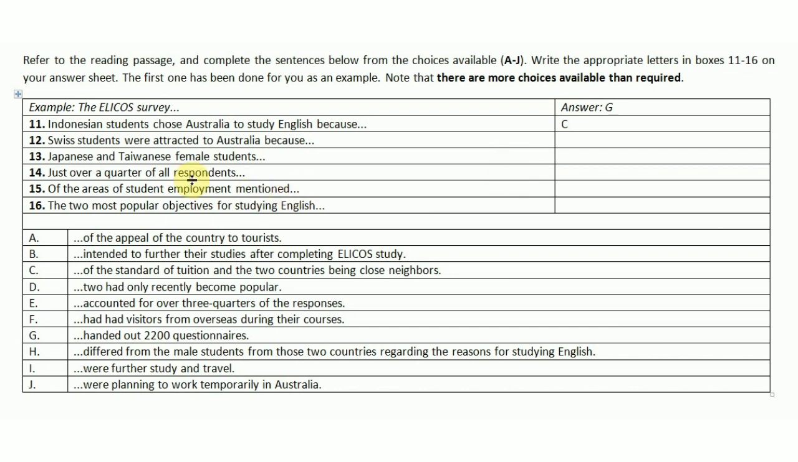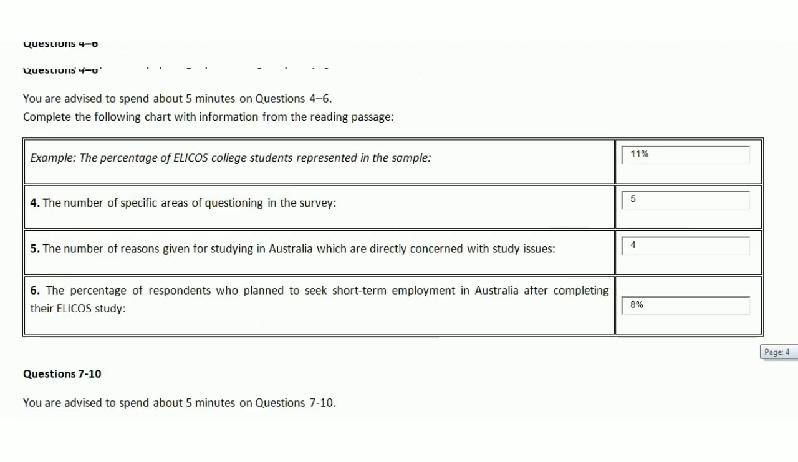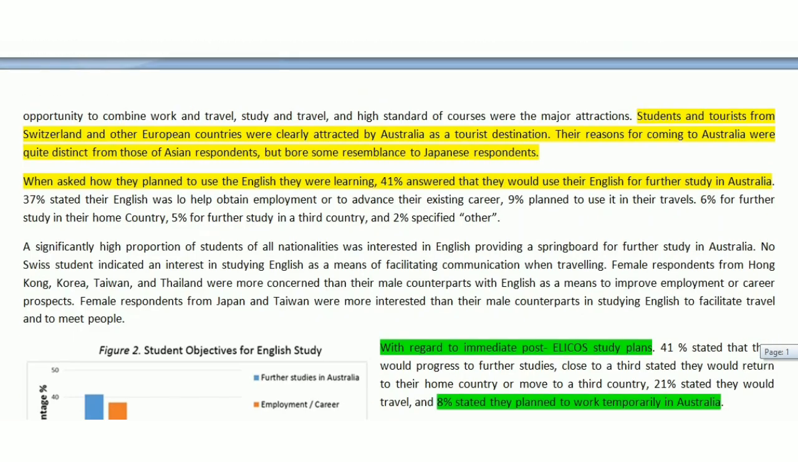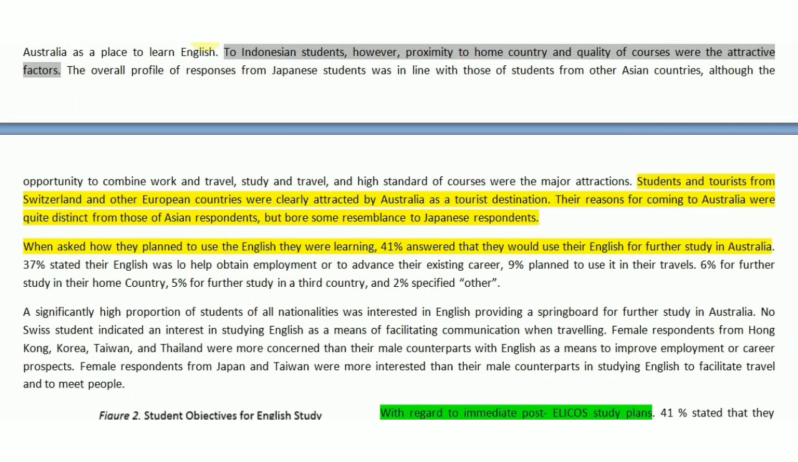Now moving on to the 12th question. Swiss students, that means students from Switzerland, were attracted to Australia because... I think we have read this somewhere, the reason of Switzerland students for choosing Australia. In the same paragraph, it must be. Yes, students and tourists from Australia and from Switzerland and other European countries were clearly attracted by Australia as a tourist destination. So this is the location of the 12th question, and the reason was tourist destination.